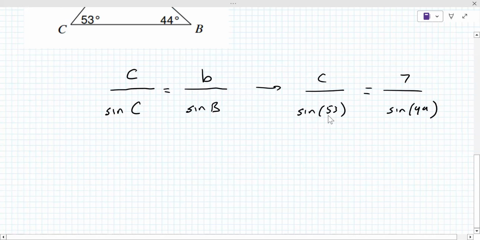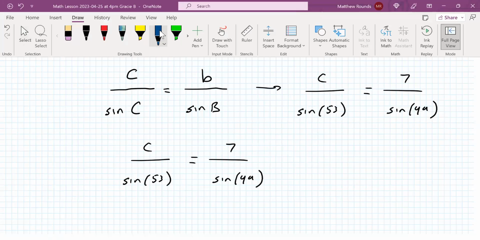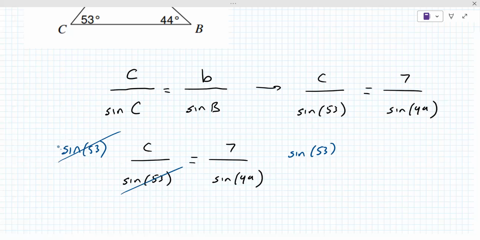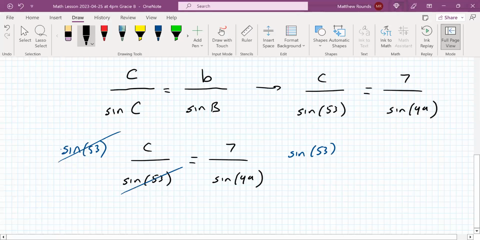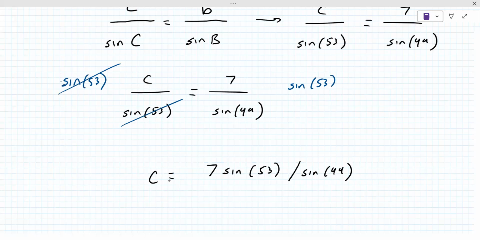Now, what I like to do is clear out this sine 53 on the bottom. And you do that by multiplying both sides by sine 53. So let me just reframe this problem a little bit to show you that. Sine 53, sine 53. On the left, they cancel. So when you're going to your calculator, you can enter all this in at one time. It's 7 sine 53 divided by sine 44. Make sure your mode is in degrees.